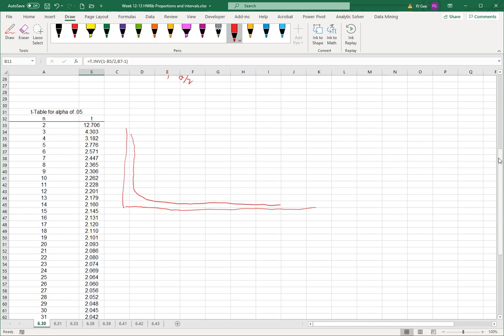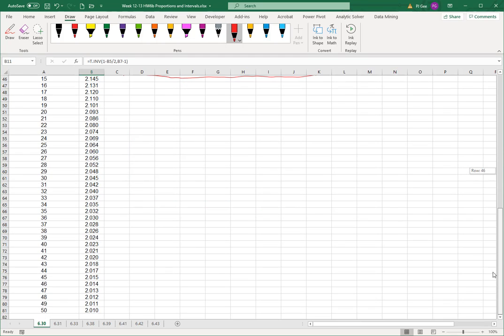It never touches, like so many other things we do. So I went down to 50, okay? And I got a 2. Did I round that at all? No, I did not. So for 50, our T should be 2.010.